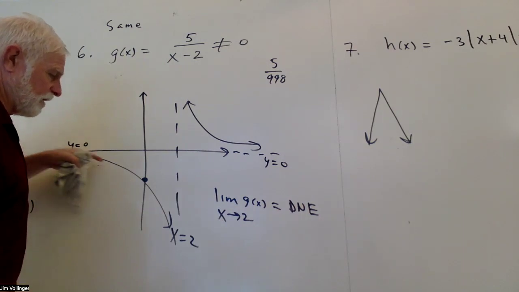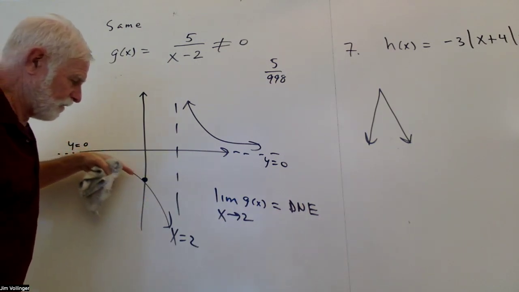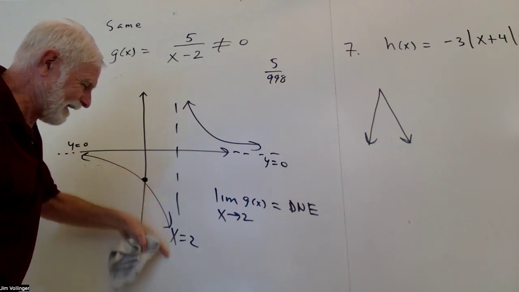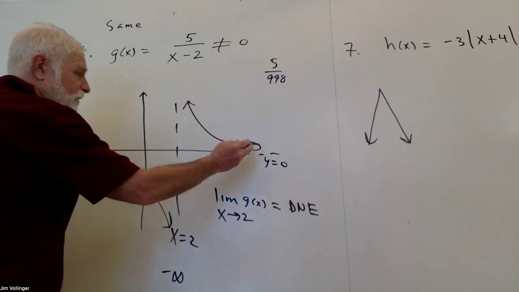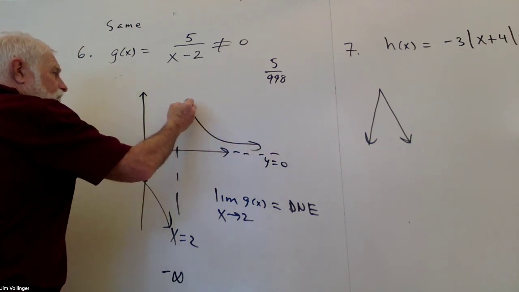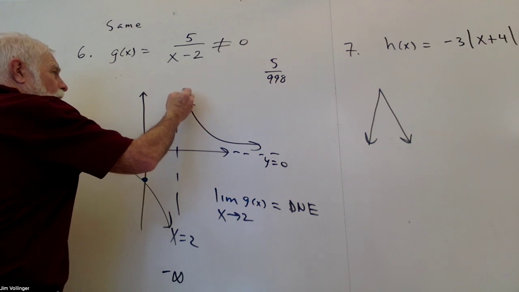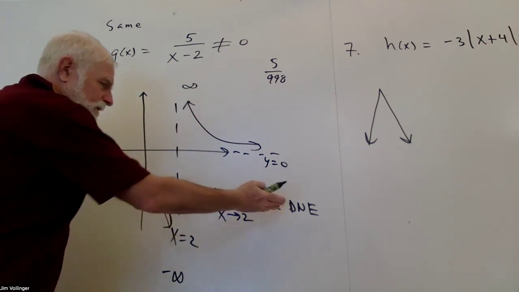Because as I come in from the left, -10, -9, -8, -7, -6, -5, -4, -3, -2, -1, 0, 1, 1.9999999, I'm heading to negative infinity. But over on this side, 10, 9, 8, 7, 6, 5, 4, 3, 2.5, 2.1, 2.11111, 2.001, heading to positive infinity. I don't know where I'm going, so it doesn't exist.